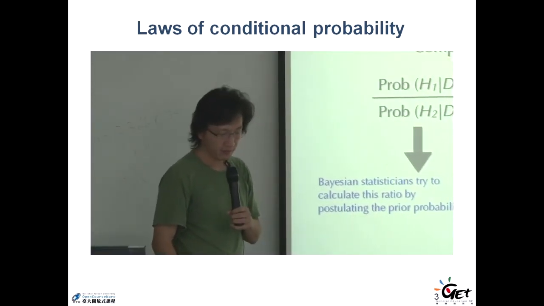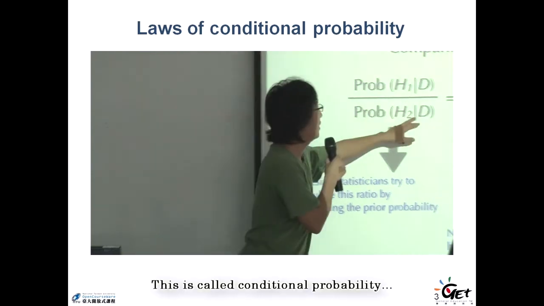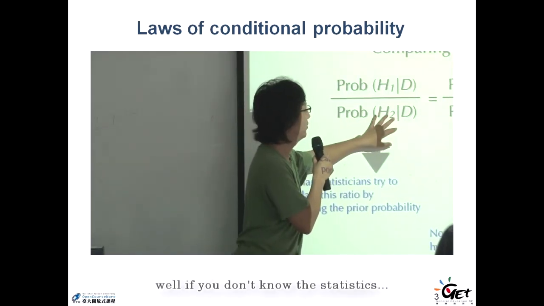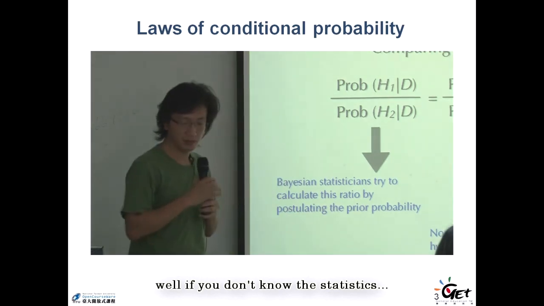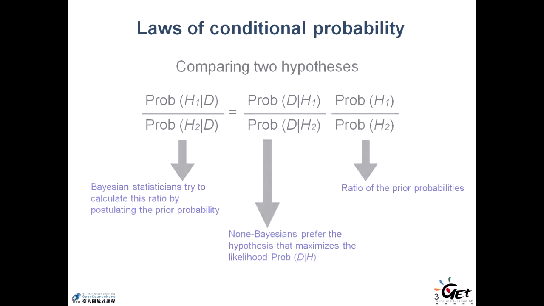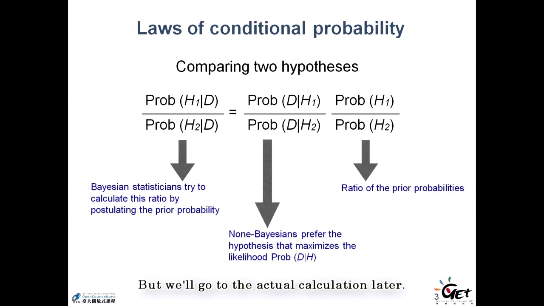And this is called a conditional probability. Well, if you don't know the statistics so far, we'll go to the actual calculation later.